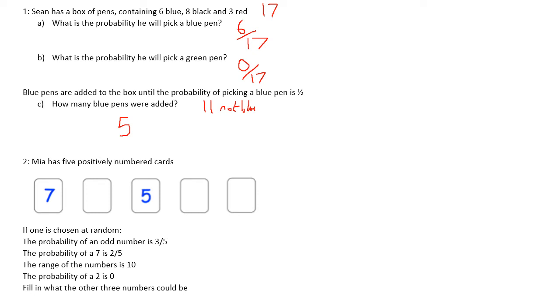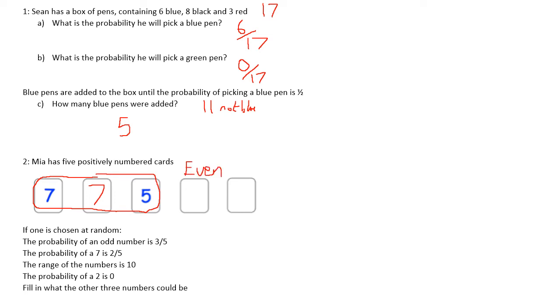For the second question, we've got these positively numbered cards. We're going to assume they're whole numbers, I think, otherwise this gets a little bit spicy. We're told a couple of probabilities, and usefully those probabilities are out of 5, which just means that's the number of those things. The probability of 7 is 2/5. That means that there must be a second 7. The probability of an odd number is 3/5. Well, we've got our 3 odd numbers now, so we know that these two here must be even.